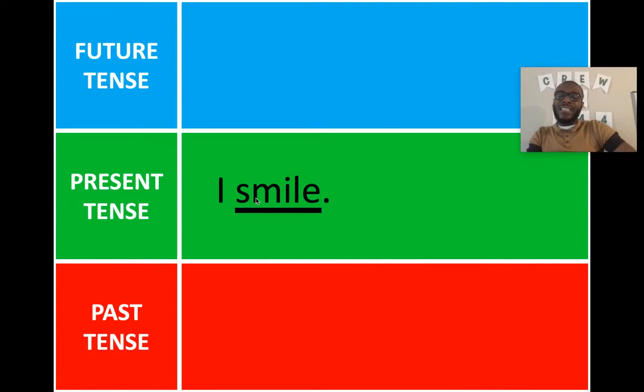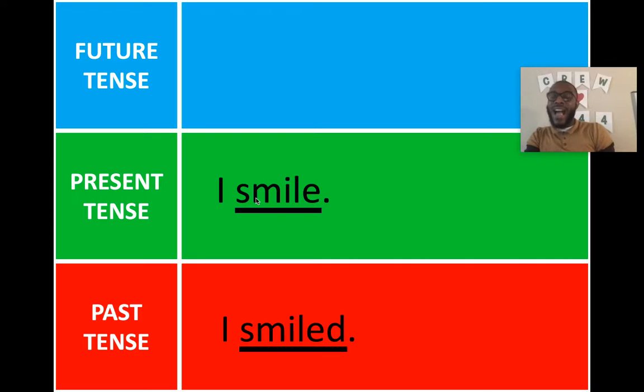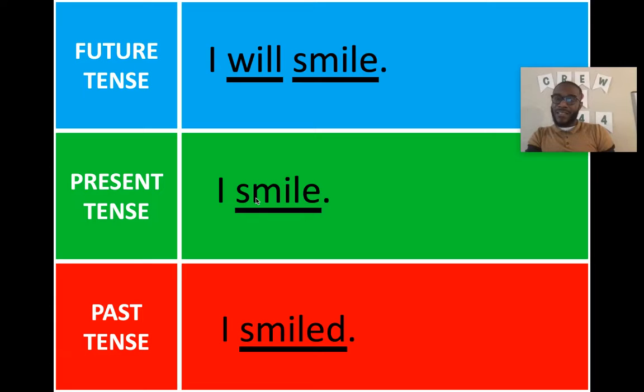What about I smile? What would a past tense be for I smile? Something that you already did. I smiled. Good job. You add an ed to that base word smile to show that something already happened. You already smiled. And what about future tense? I will smile. Something that is going to happen. I will smile for picture day.